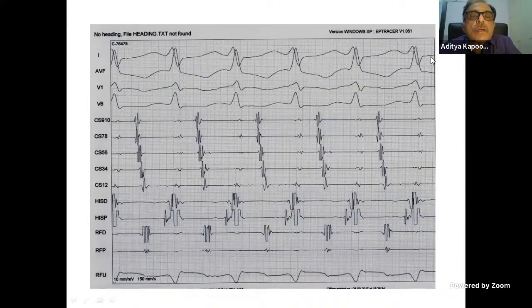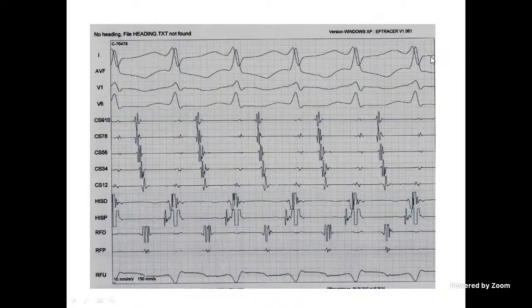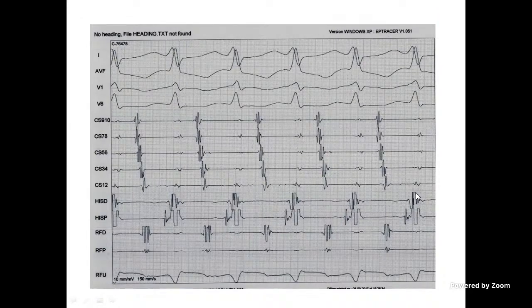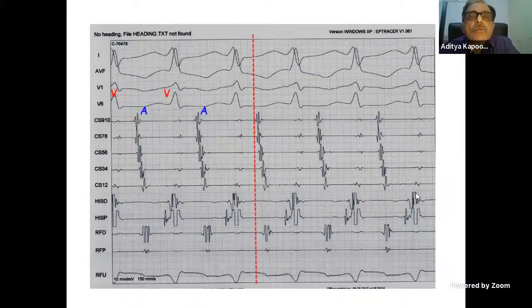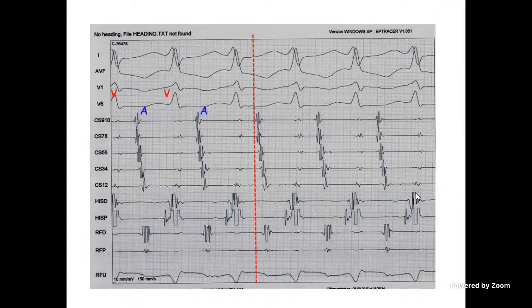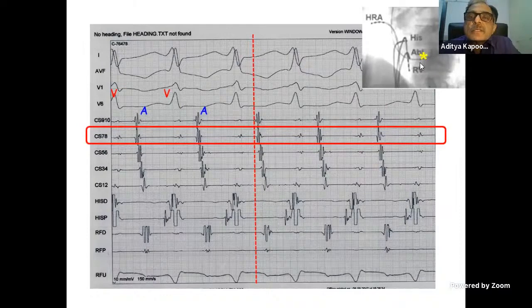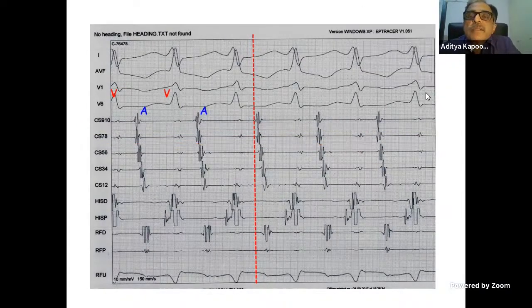Tachycardia ongoing. Which channel appears to have the earliest retrograde atrial activation? Remember, Dr. Vivek told us that A in the CS is the sharper signal. So which channel appears to have the earliest retrograde atrial activation? CS78. Maybe 7-10 or 9-8. 7, 8, something like that. So it is close to the CS os, right? Dr. Vivek, shall I keep going? You want to add something?